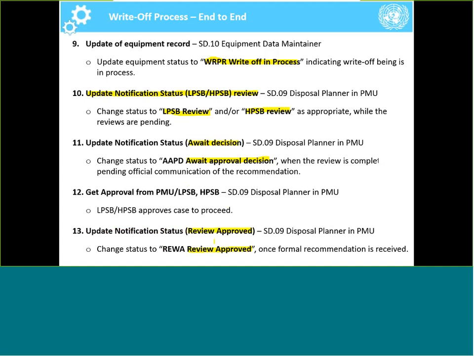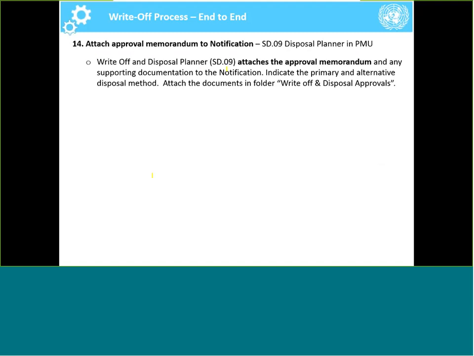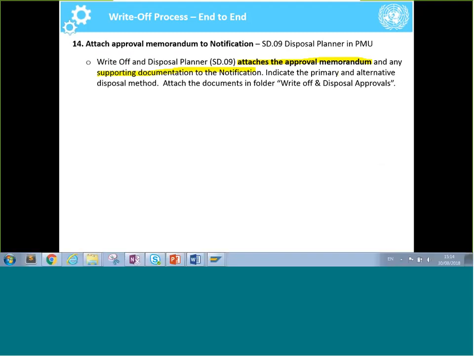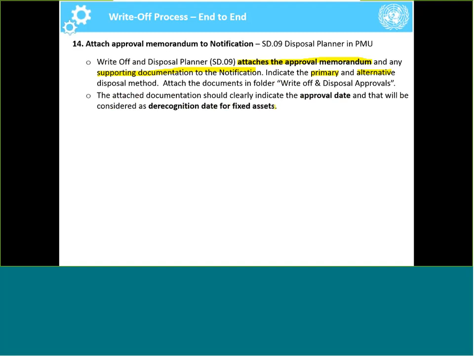Once we have the approval from the property survey board, we can attach all the information in the notification, and even the meeting minutes from the property survey board, and that will be the supporting documentation to the notification. And this documentation has to indicate the primary and the alternative disposal methods, and we have to attach that to the notification.